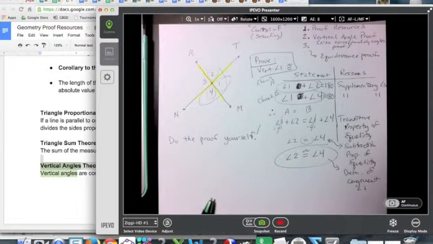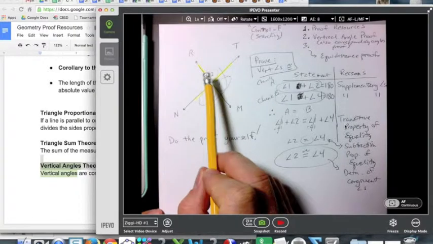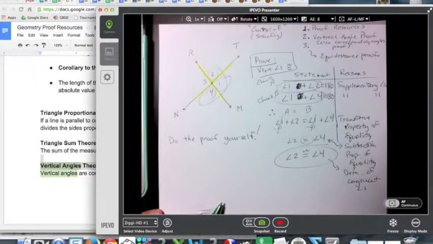Now, they may have used 2 and 3 and 3 and 4, or some other combination. Don't get too worried about that. Just know the process. Follow the logic, and you'll be really well off.